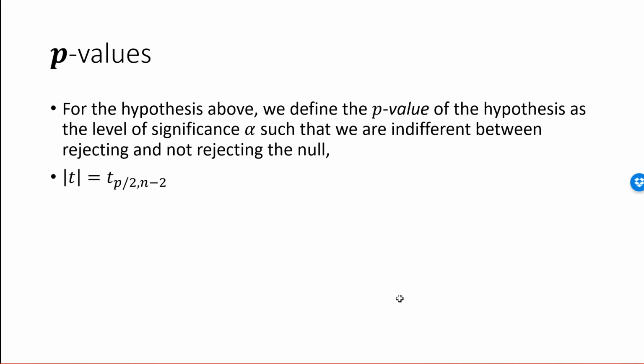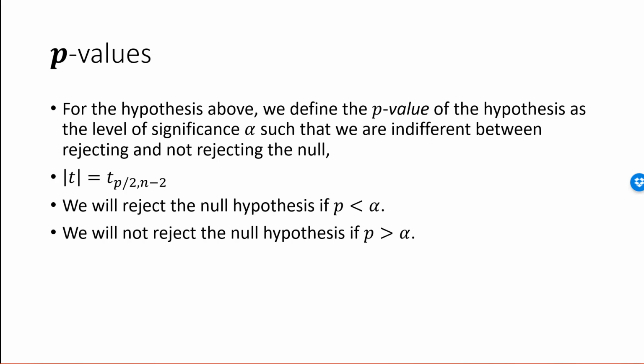So some theory about that. The level of the p-value is where we are precisely indifferent, that is, when the t-statistic is exactly equal to the critical value. So you can see I put a p here as my level of significance. And like we said, if the p-value is less than alpha, let's say 5%, reject the null. If the p-value is greater than alpha, do not reject the null.